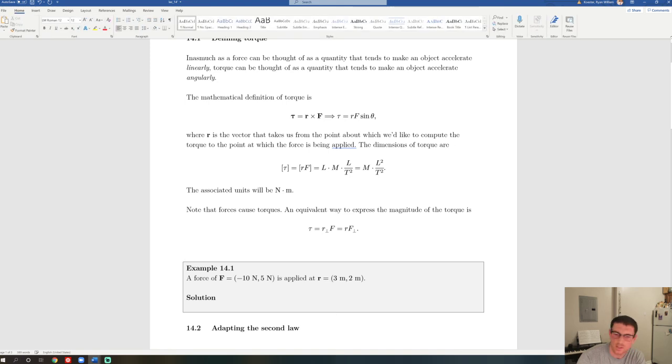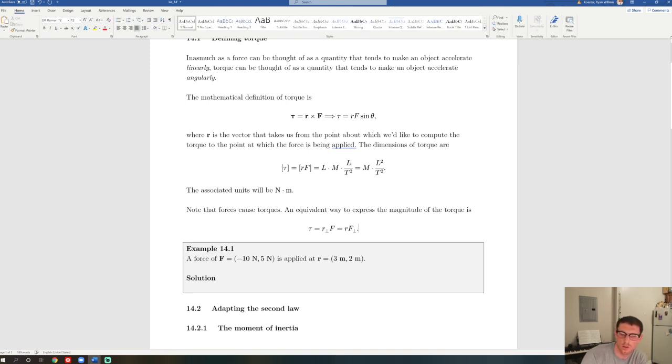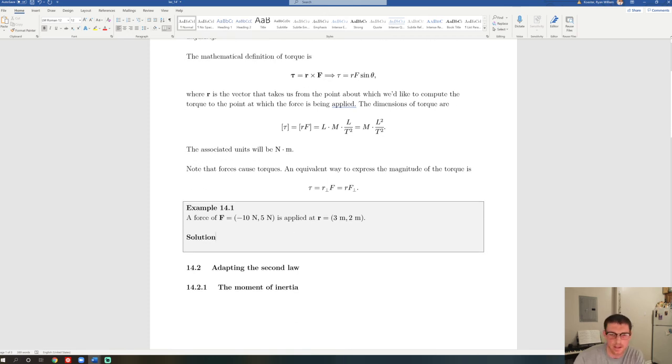And I think that's it for the definition of torque and the different ways we can express it and what it means. So let's look at an example here. This is just a very abstract example, right? It's just some force being applied at some position. But let's see what the torque is here.